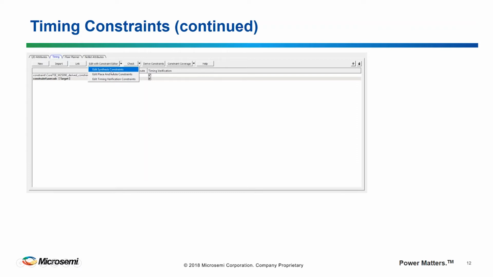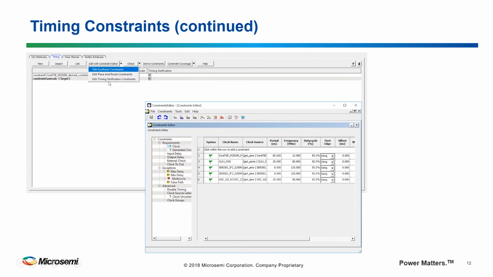So here's our constraint editor. I choose the timing tab. I can create constraints, and I can edit constraints from this window. If I have constraints that are already existing, I might have imported those, or maybe I created them previously. I could edit the constraints, and I can choose to edit the synthesis constraints, the place and route constraints, or the timing verification constraints.